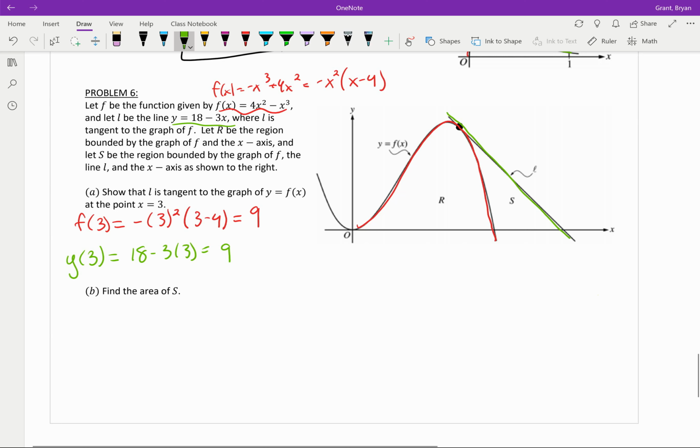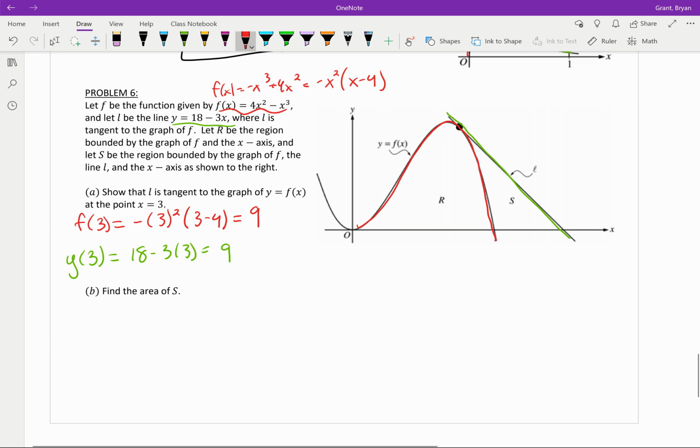That's important. But there are many lines that contain the same point. For example, that line contains the same point. So beyond containing the same point, what do these two lines need to contain? Well, they also need to have the same slope. That's the whole point of a tangent line. At the point of tangency, the line and the graph have the same slope. So let's find each of their slopes.